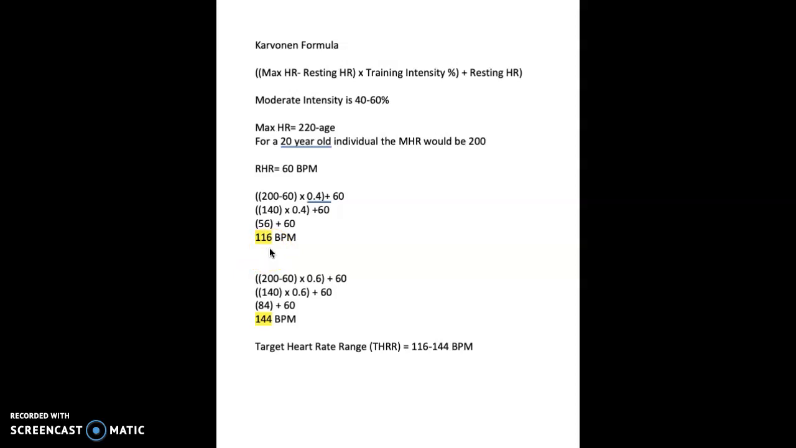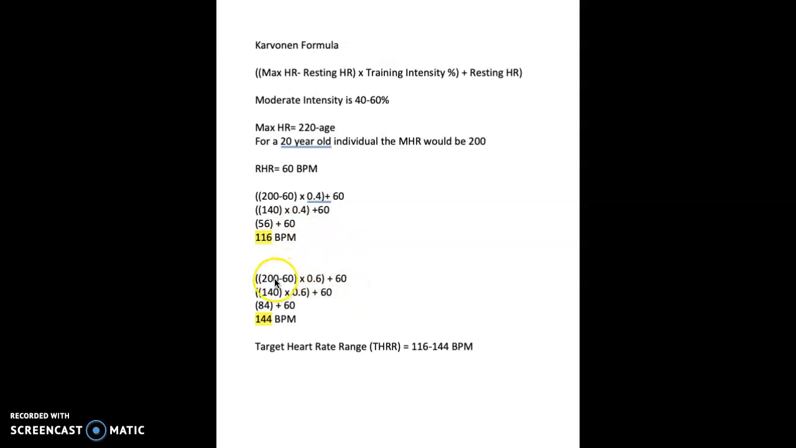116 beats per minute is the lowest we want their heart rate to go when they are working at moderate intensity. If it drops below 116, they've gone too low. They're now into a low intensity range, and we want to keep them at moderate. So now we've got to do it again to get the high end of the range, because they're not going to just stay at 116. The heart rate will vary some within that workout.